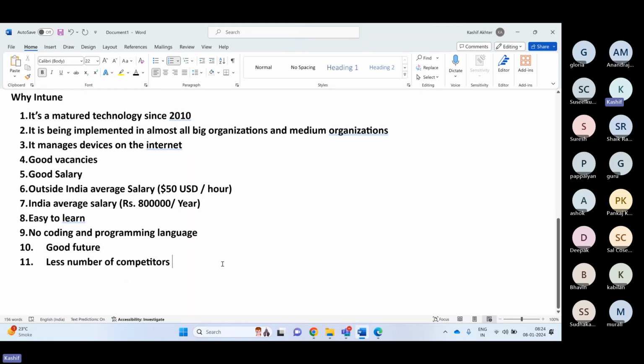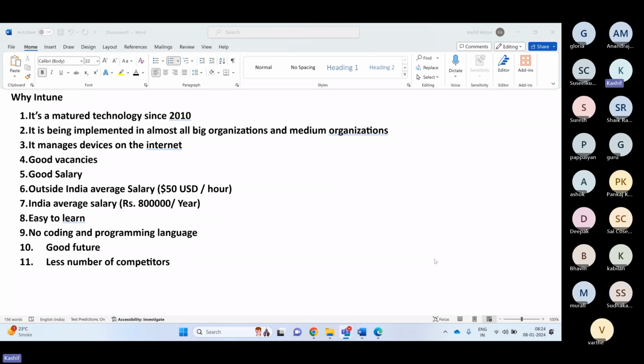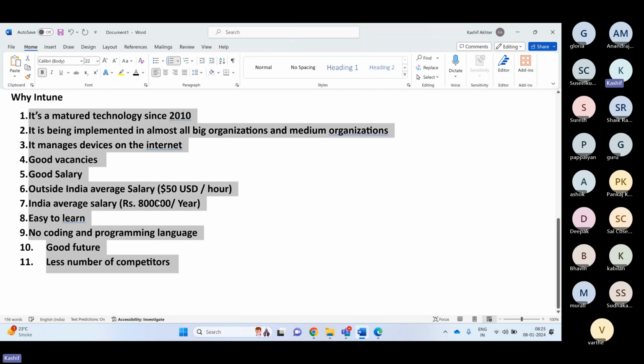And other competitors, they are primarily focusing on mobile devices, but Intune is focusing on mobile devices plus Windows 10 and Windows 11. That's the benefit. Okay. So these are the reasons why you should learn Intune.